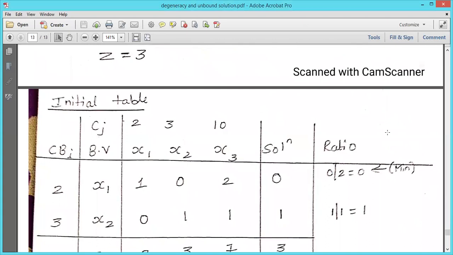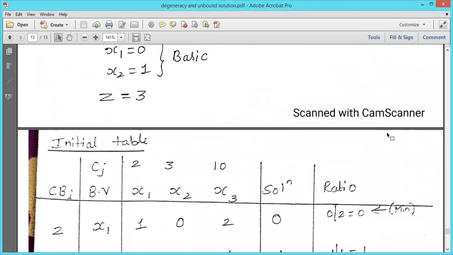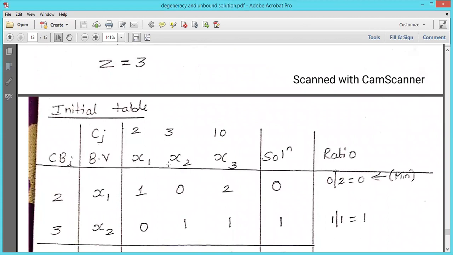So we have to represent all the values in the initial table. I told you, in the objective function we have x1, x2, x3 and the coefficients are 2, 3, 10. Basic variables are x1 and x2 and the coefficient values are 2 and 3. For the first constraint, the coefficient for x1 is 1, x2 it is 0, x3 it is 2, and the right hand side has a 0 value. In the second constraint, for x1 it is 0, x2 it is 1, x3 1, right hand side 1.